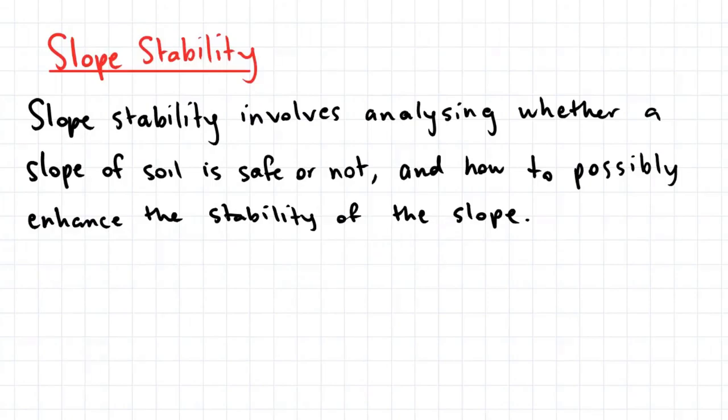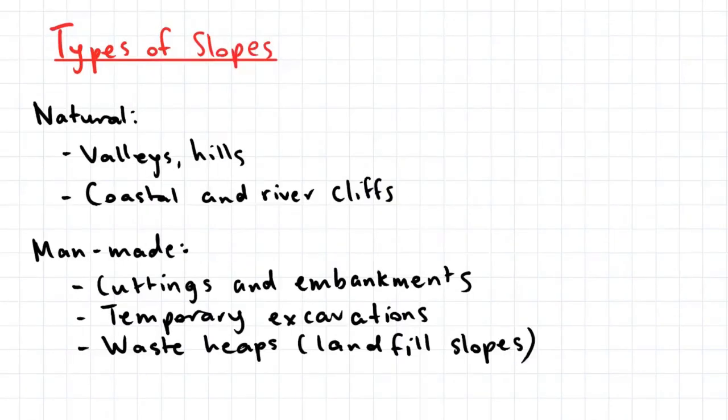So slope stability involves analyzing whether a slope of soil is safe or not, and how to possibly enhance the safety of the slope. There are different types of slopes, both natural and man-made. Natural slopes can include valleys, hills, cliffs, and man-made slopes can include cuttings, temporary excavations, and waste heaps.